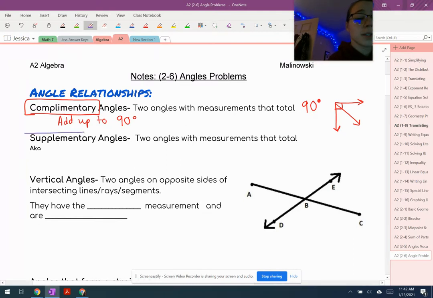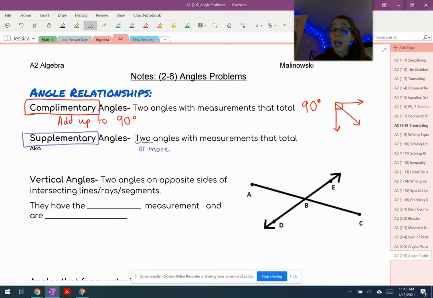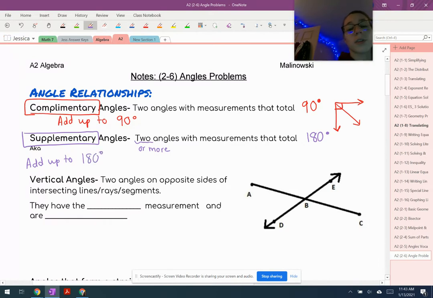Next on the list is supplementary angles. Supplementary angles are two, and keep in mind it also could be more. It doesn't have to be two. We looked at an example in the previous notes, 2-5, of how you could have three angles adding up to 180. So, two or more angles with measurements that total 180 degrees. So here, this one we're looking for supplementary, add up to 180 degrees. There's a little diagram of what supplementary angles can look like.